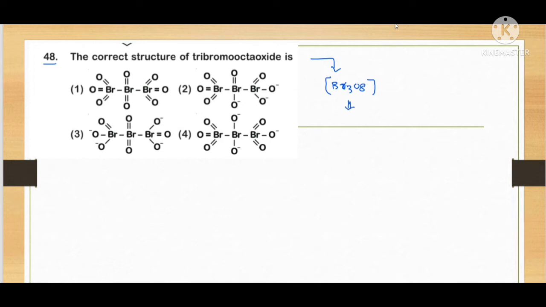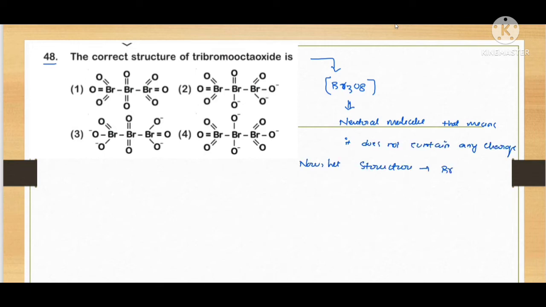We know that tribromo octaoxide is a neutral molecule. That means it does not contain any charge. Br3O8, that means tribromo octaoxide.